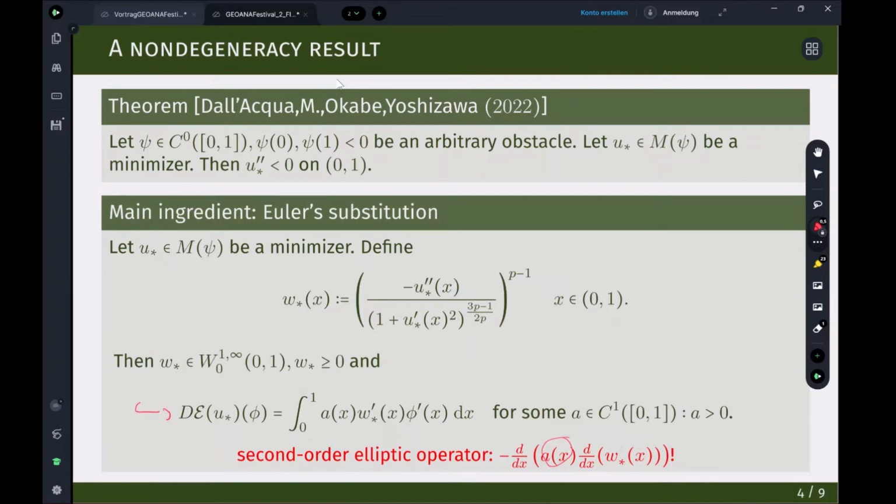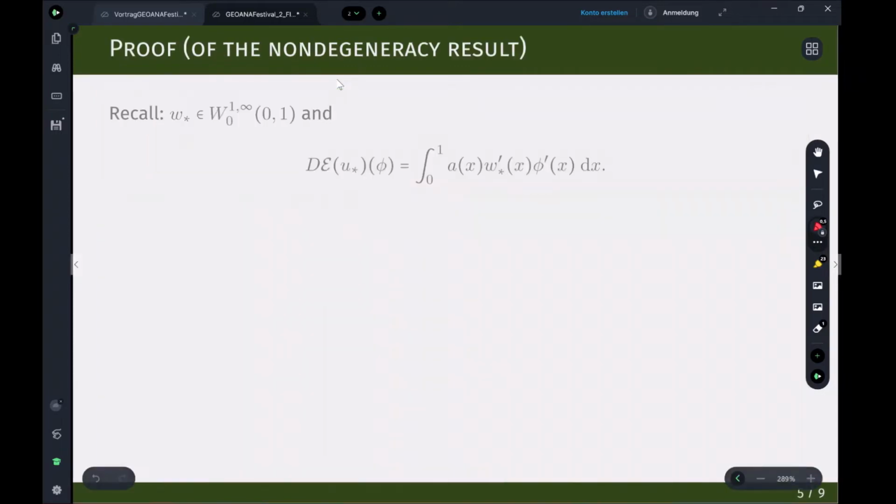And this is really great, because then we have maximum principles that we can actually use in order to describe the behavior in terms of w star. So this is actually our great advantage here. And this substitution, in the case of p equals 2, was already known to Euler, and this is why it now carries the name Euler substitution, and we will see how it helps.